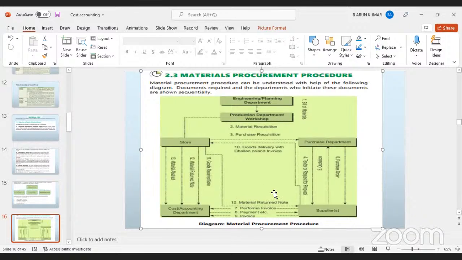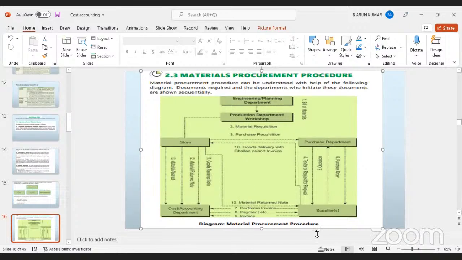The 11th one is the goods received note. We are sending the note to the suppliers. We are receiving what you sent to us, so we are receiving that material. Based on that, we send the goods received note to the suppliers.